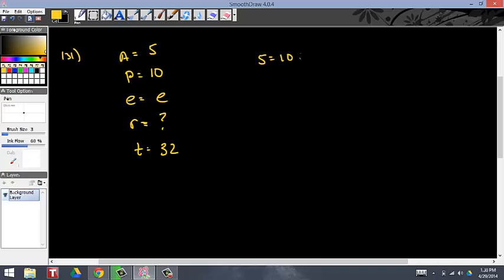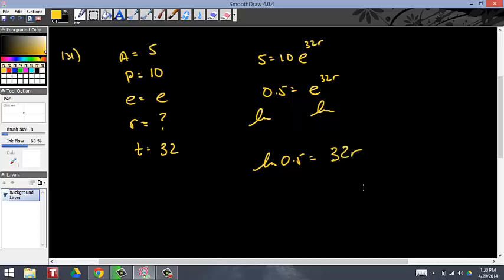5 equals 10 e to the 32r. 0.5 equals e to the 32r. Take the ln of both sides. ln of 0.5 is equal to, hey, what happens to the ln and the e? Angel, they're gone. So, the biggest mistake that I tend to see on quizzes is this. They forget that. Okay? So, make sure you're not one of those people who forgets that. It's ln of 0.5.